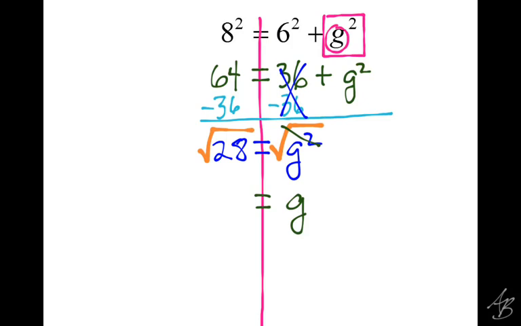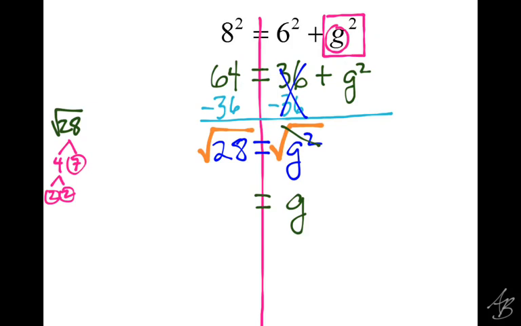Left side, 28's not a perfect square, is it? So what do we have to do? We're going to have to simplify it using a factor tree. We haven't done this in a while, have we? So we're going to go off to the side. We're going to write the square root of 28, and we're going to factor that. 28 is 4 times 7, and then 4 is 2 times 2.